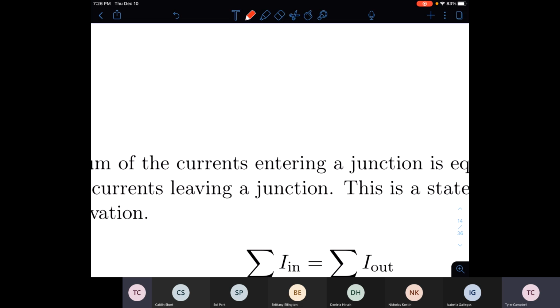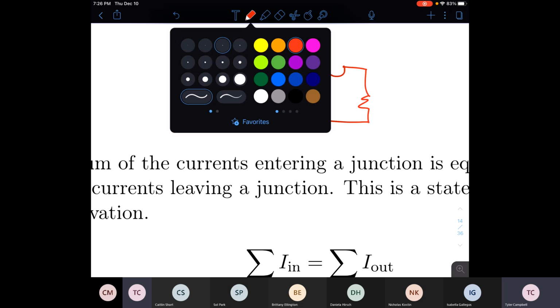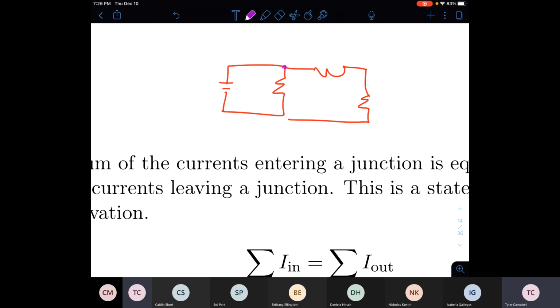And what we mean by a junction, if I were to just draw a quick little circuit here, let's say I have some resistors. Any place where two or more circuit elements meet would be called a junction. If I were to label them in purple, that's a junction right there, and so is that, and technically this entire thing would be one. So a junction just means where two or more circuit elements meet.